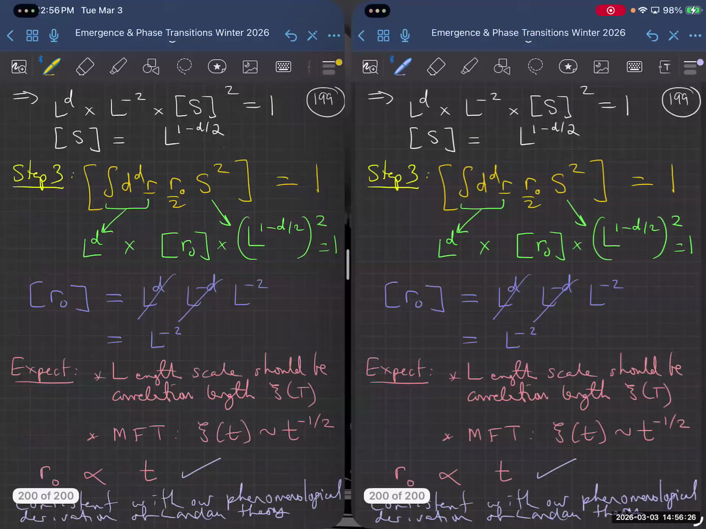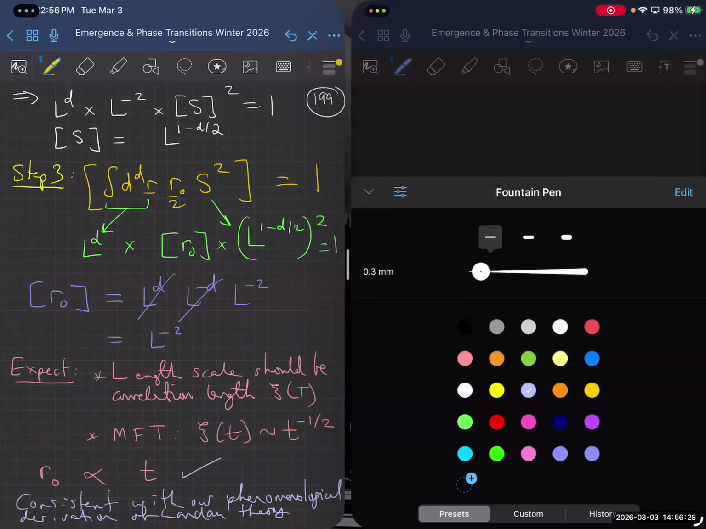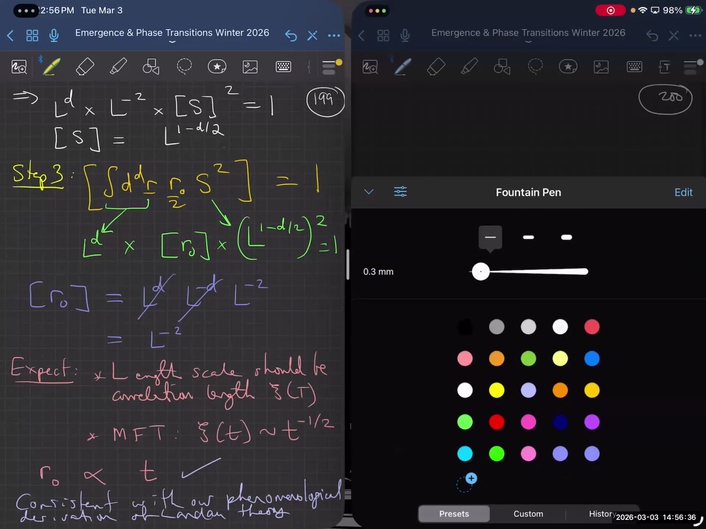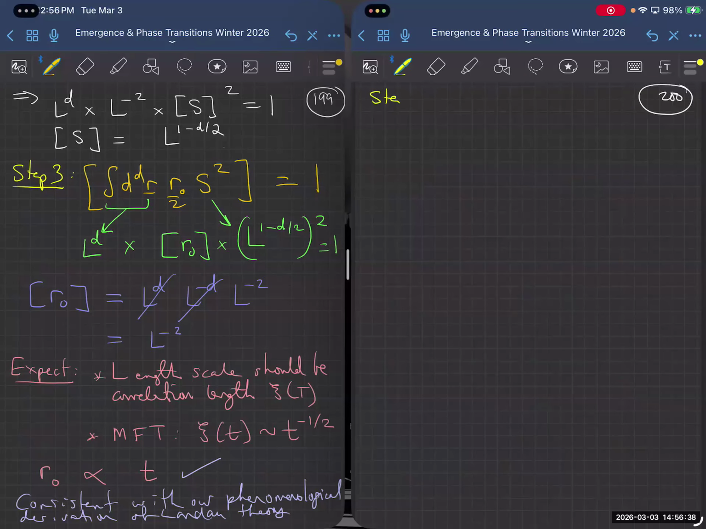Okay, so that's that term. So now we've got one more term to do. So now we're on to step 4. And in step 4, what we're going to evaluate is the last term. The last term is the integral of d^d r, and then we have u naught over 4 times s to the fourth, and that thing has to equal 1. Okay, so let's go ahead and see what that is.